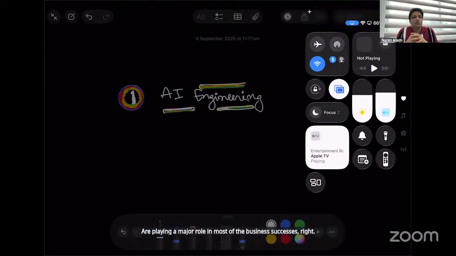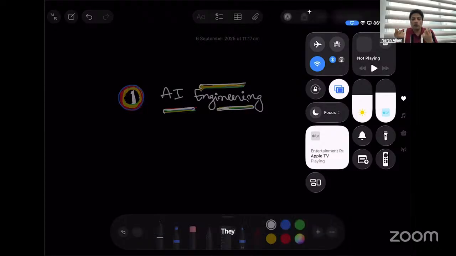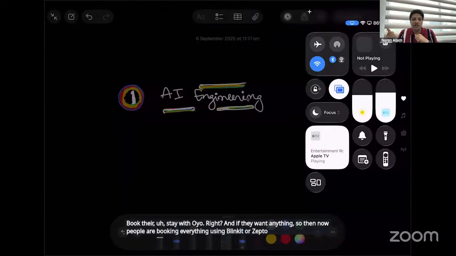So every day in the morning, usually people who are in cities wake up, they order breakfast on Swiggy, they go to the office by Uber or Ola cabs, and if they are visiting any remote places, they usually book their stay with Oyo, right? And now people are ordering everything using Blinkit or Zepto. So things are just getting like that, right? You're able to get things just like that.